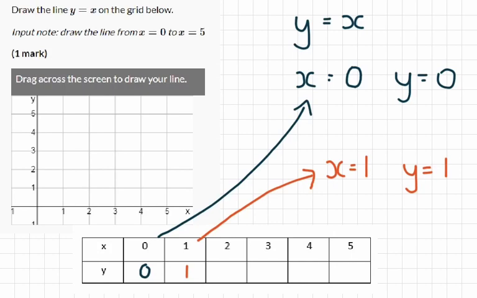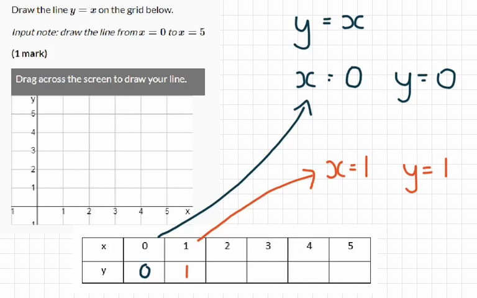This is what your table of values would look like. Because the question asked you to draw the line from x equals 0 to x equals 5, the top line of the table has x as 0, 1, 2, 3, 4 and 5. What we need to do now is to find the y values that go with each of those x values using the equation of the line that we were given, y equals x. If y equals x, that means that whatever value y is, x is the same value and vice versa. So if we know the value of x, then we know the value of y because they are equal.